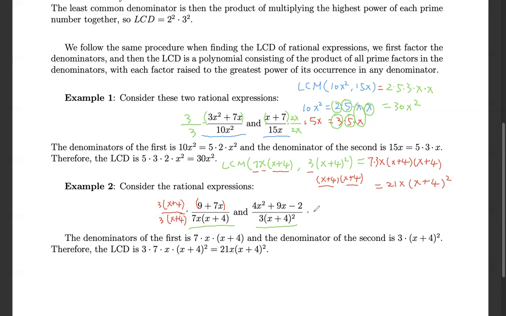And for the second one, how do we change 3 times x plus 4 squared to 21x times x plus 4? We need to multiply by 7x over 7x. And give a parenthesis to this trinomial. Okay. So the least common denominator is 21x times x plus 4 squared.